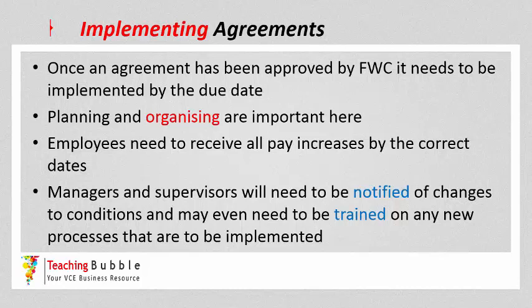Managers and supervisors will need to be notified of any changes that affect them, and they may even need to be trained in some respects. Let's say flexibility has been built into the agreement where employees can work from home. Then they may need to implement new communication technology, and as a result the managers and supervisors need to know how to manage that software and those communications. That's just one example of a condition in an agreement where employees or managers and supervisors need to be trained on the new conditions and processes that are going to be implemented as a result of the new agreement.